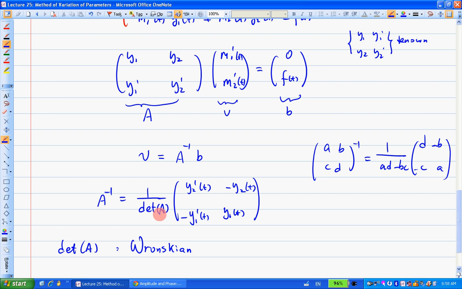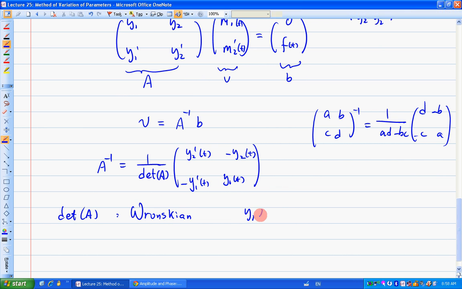The reason is, what is the relationship between y1 and y2? Exactly. They are linearly independent. You remember that, right? When you're trying to find the homogeneous solution, you need two linearly independent solutions. Then you can form a general solution, C1y1 plus C2y2, right? So y1 and y2 are LI, and because they are LI, this determinant won't be 0.